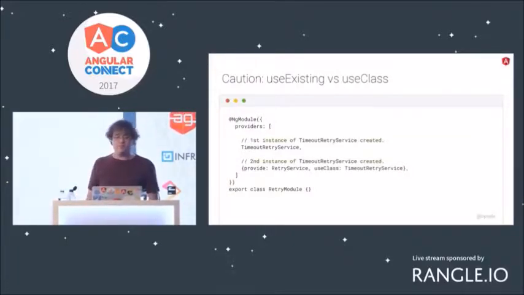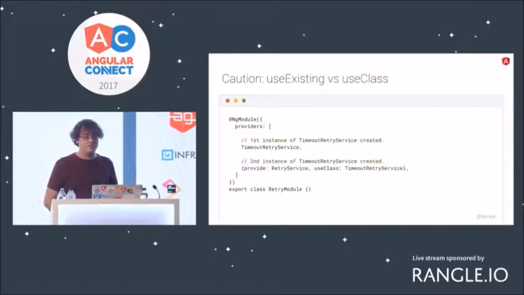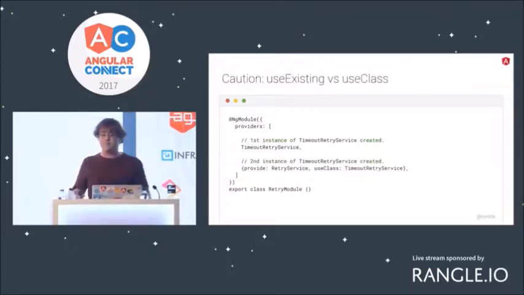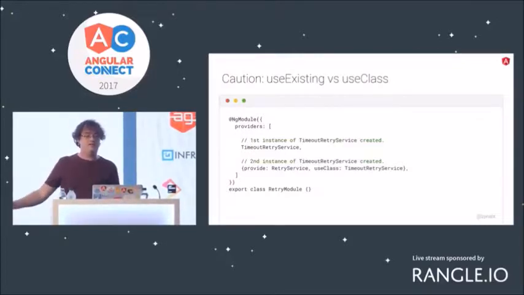So take a look at this example, right? This is using use class. So the first provider binds this timeout retry service to itself, right? Providing it with itself. So Angular is going to create an instance of it. And the second provider says to provide a different token, retry service, using a class of timeout retry service. So we get a second instance of the service.